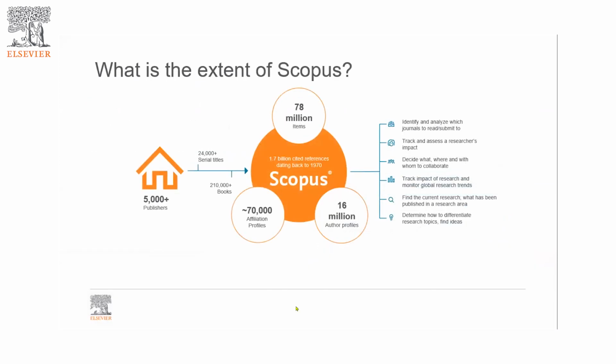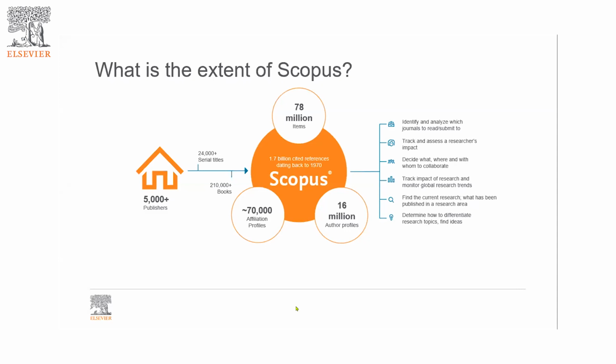Right, so as I mentioned, Scopus is one of the largest information databases. It contains almost 80 million items. Most of these are scientific articles, which are published by more than 24,000 journals from more than 5,000 publishers, of which Elsevier is one of the publishers. So the content from Elsevier within Scopus is about 10%.